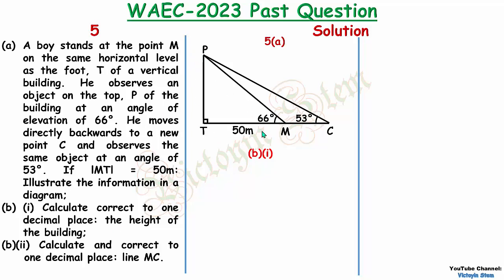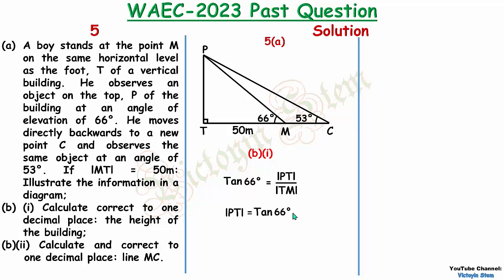Now to find PT, I will use tangents of angles. Reason being that I have an angle from triangle PTM, I have angle 66 degrees. I have the length of TM, so I have one side, one angle, and I'm looking for PT. If I use opposite and adjacent, I'm looking for opposite, I have adjacent, and I have the angle. So I'll say tan 66 degrees equals opposite, line PT, divided by adjacent, MT or TM. I'll make PT subject of the formula.